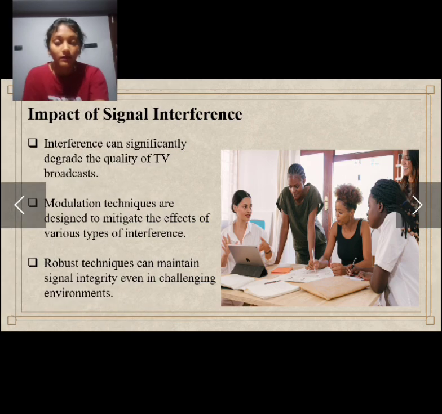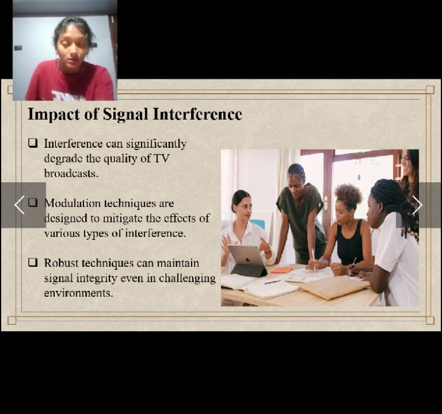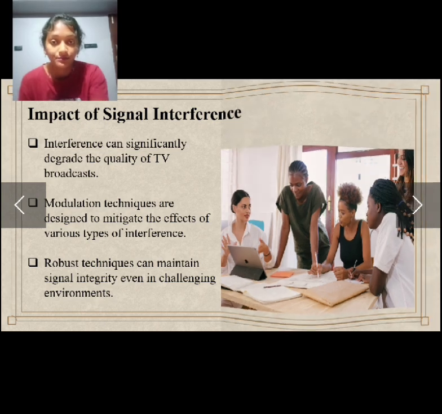Next, the impact of signal interference. Interference can significantly degrade the quality of TV broadcasts. Modulation techniques are designed to mitigate the effects of various types of interference. Robust techniques can maintain signal integrity even in challenging environments.